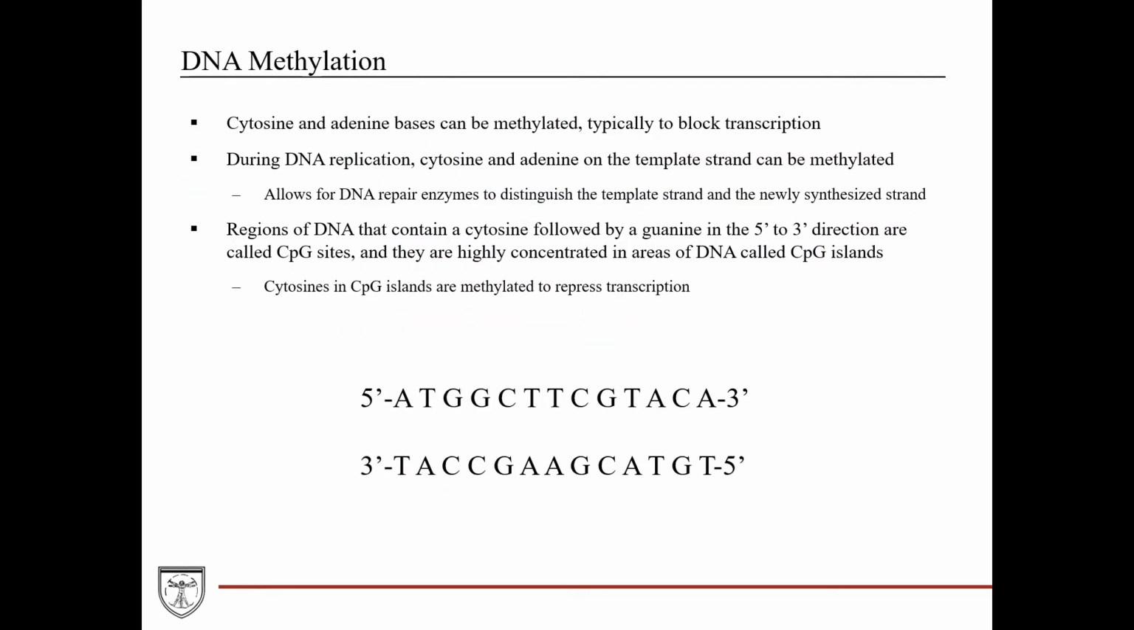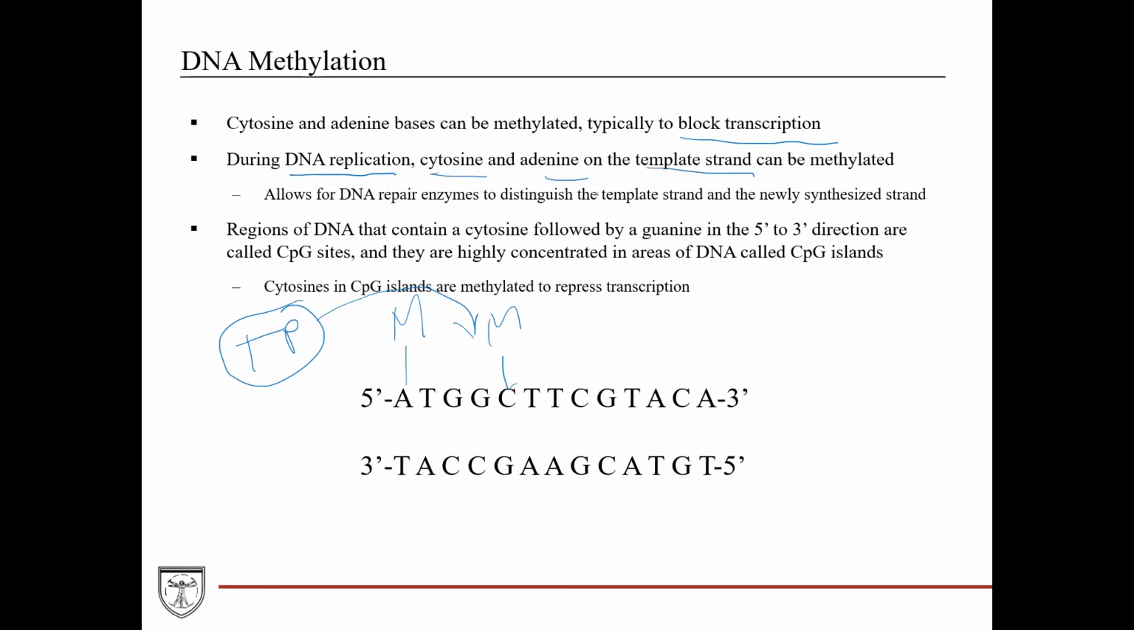So DNA methylation, this is another process that helps with regulating gene expression. You have cytosine and adenine, which can be methylated. So if we look here on our sample DNA right here, it typically blocks transcription. And again, it has to do with steric accessibility. So if you have a transcription protein like this, it's going to be harder for it to get in with these bulky methyl groups.